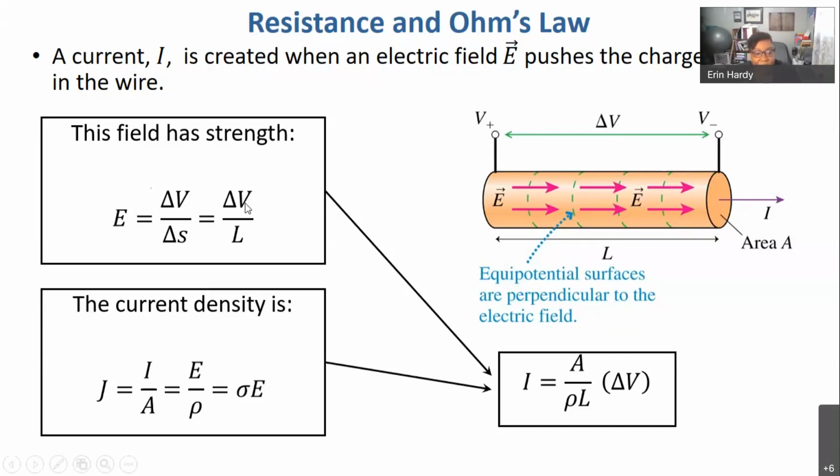So this is exactly what we did last week in lab to figure out the electric field strength. You had a delta V that you controlled with your power supply. You had an L that you measured, that was the distance between the contacts, and we found that when delta V went up, E went up.